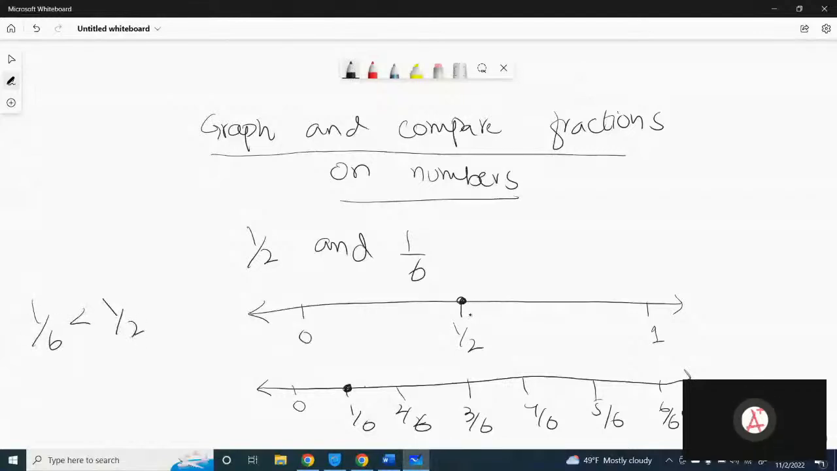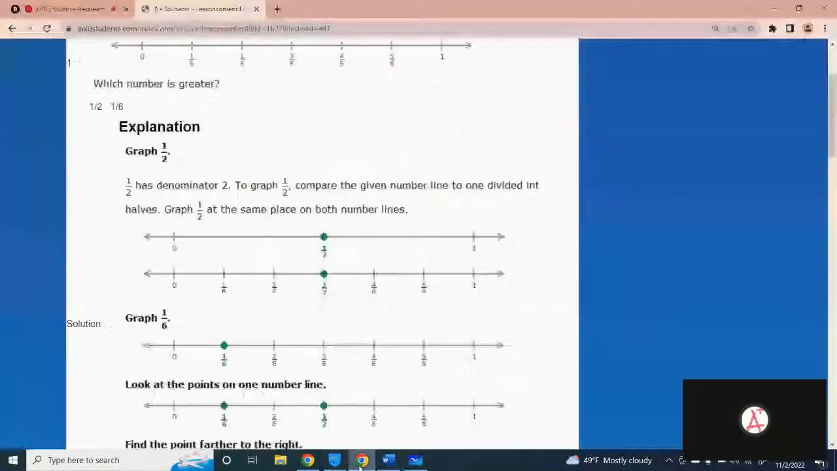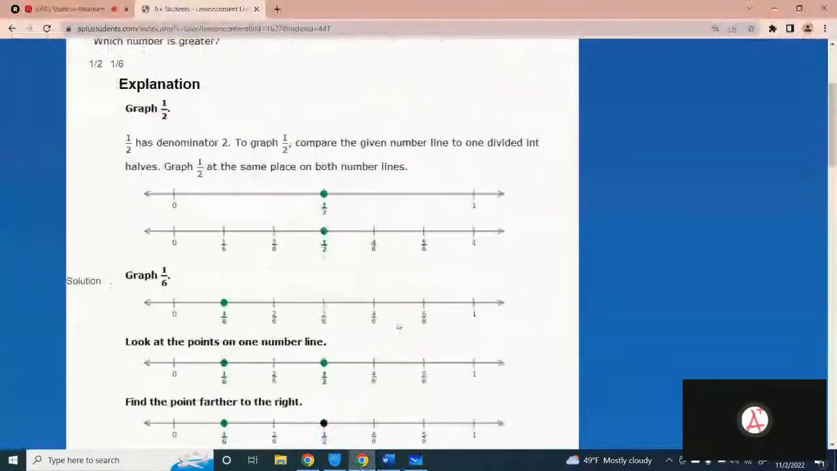Just look at this one. Both of the lines are exactly equal in length. Got it? So 1 by 6 is just this one from here to here, but the half, 1 over 2, is from here to here. That means 1 by 6 is less than 1 over 2. Got it? So it would be 1 over 6 is less than 1 over 2. Got it?